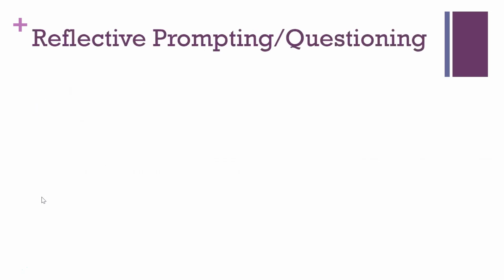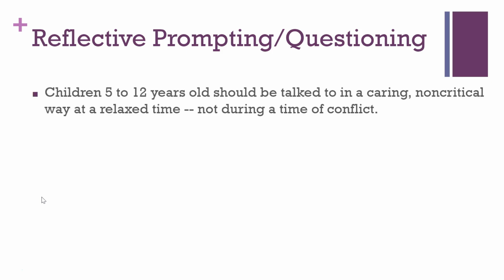Some ways that you can engage with children when they are promoting dysfunctional behavior are to use reflective prompting or reflective questioning. What do we mean by this? Well, first, we need to keep in mind that children between the ages of 5 to 12 do deserve, can be, and should be talked to in a caring, non-critical way at a relaxed time, not during the time of conflict.